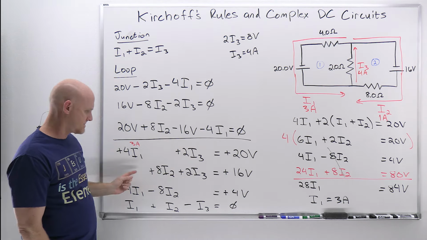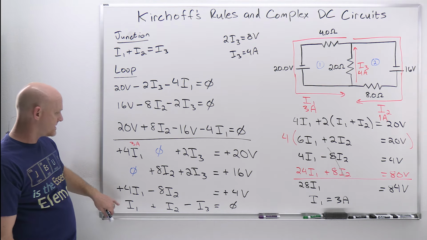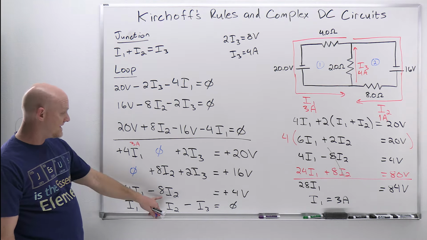In the next one, the first term is going to be 0 because there's no I1, and then 8, 2, and 16. So in the third row of the matrix, it's going to be 4, negative 8. You got to factor in that negative. And then 0 for I3, and then 4. And for the last one, it'll be 1, 1, negative 1, and 0.